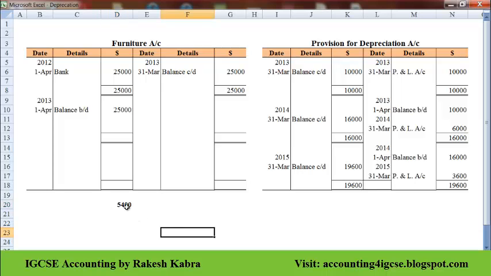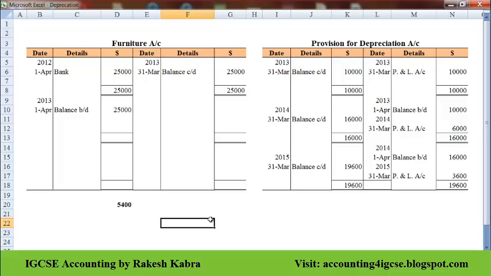Understood? So whenever we want to know the actual value of the asset, what will we do? First we take the opening value of the asset, and then we subtract the balance of the provision for depreciation account, which is 19,600. So I will subtract, and I get the actual book value of the furniture, 5,400. This 25,000 is the cost price, not the actual book value. This is the actual book value at the end of the third year.